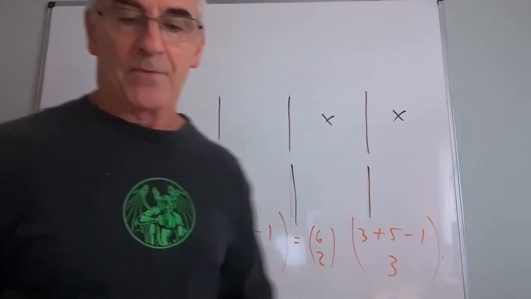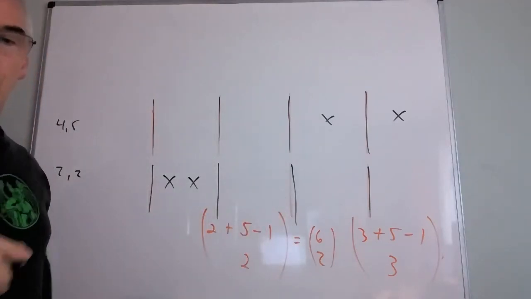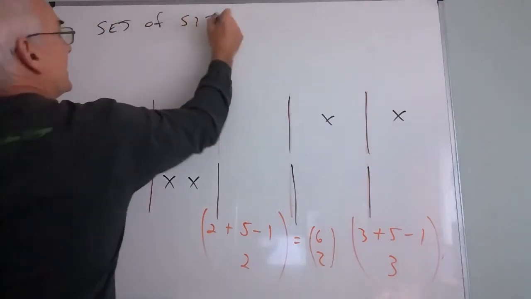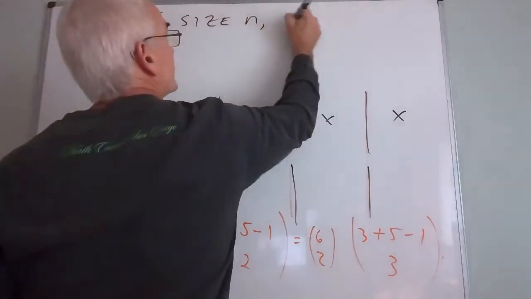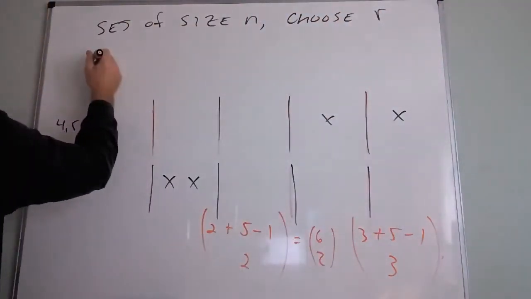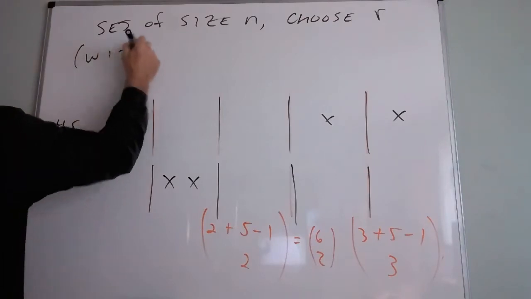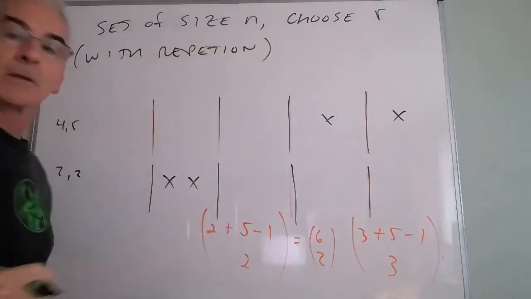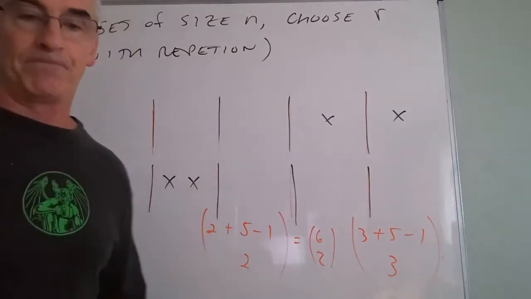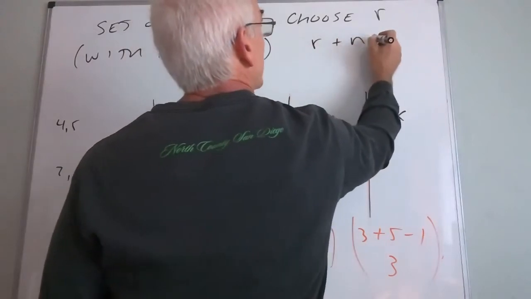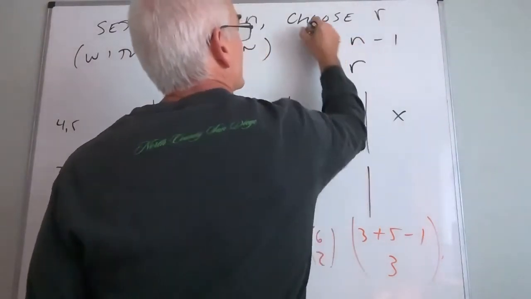So, we have a set of size n. We're going to choose R with repetition. In other words, we're going to allow for repetition. Then the number of ways is R plus n minus 1 choose R.